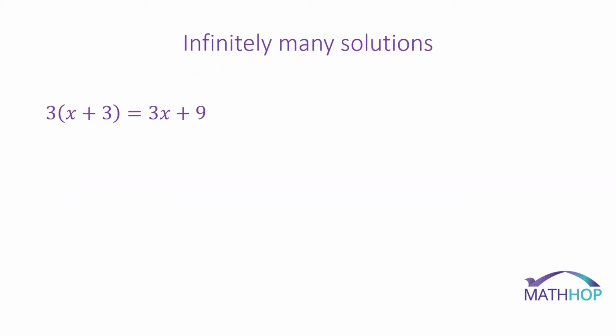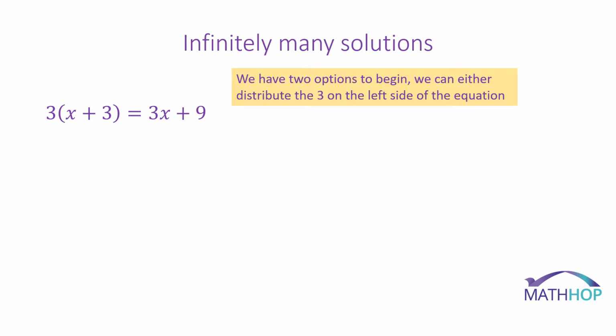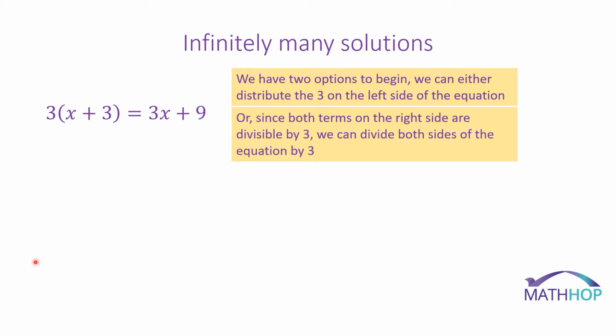Now let's look at an equation that has what we call infinitely many solutions. In this case, we have 3 times the quantity x plus 3 on the left-hand side, and we have 3x plus 9 on the right-hand side. We have two options when we start this. We could distribute the 3 on the left side of the equation. In fact, most often we distribute as soon as we see it. That's the first thing we do in an equation. But in this case, because everything is divisible by 3, we could actually divide out the 3 first. We could say divide by 3, divide by 3, divide by 3.